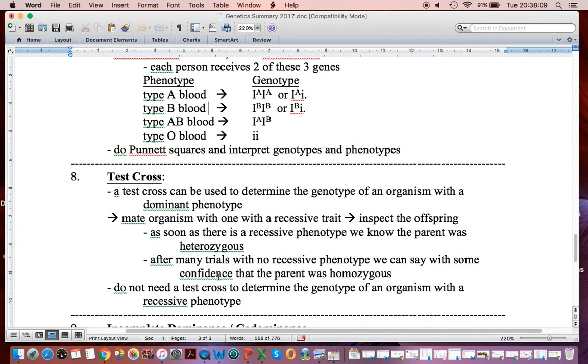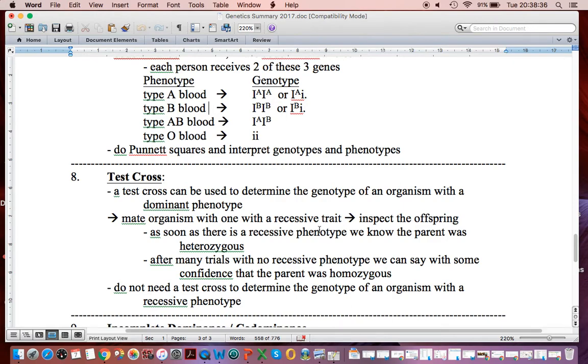Test cross we did before spring break, and this is where we're trying to determine the genotype of an organism that has a dominant phenotype. If it's a recessive phenotype, we know what the genotype is. It's got to be homozygous recessive. But if it's a dominant trait, then we have to work out is it homozygous or heterozygous. So the procedure is to mate the organism with one that has a recessive trait, and you'll look at the offspring.